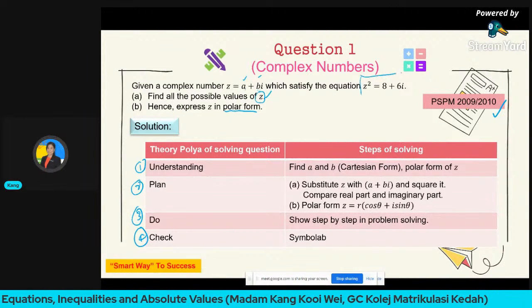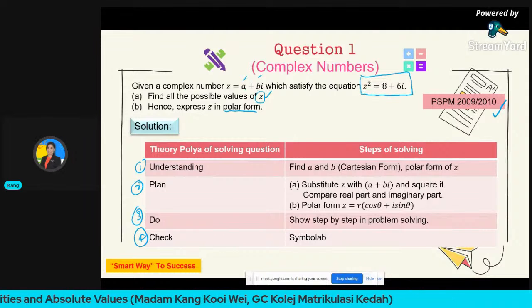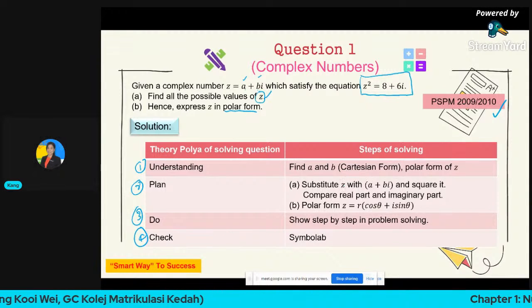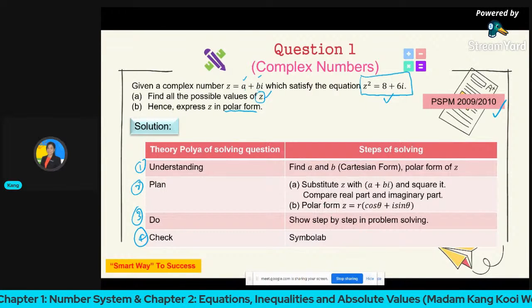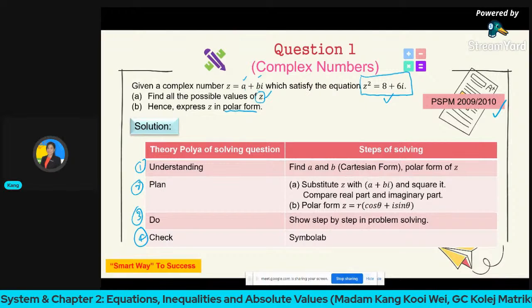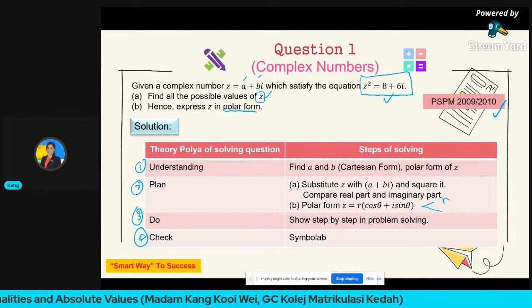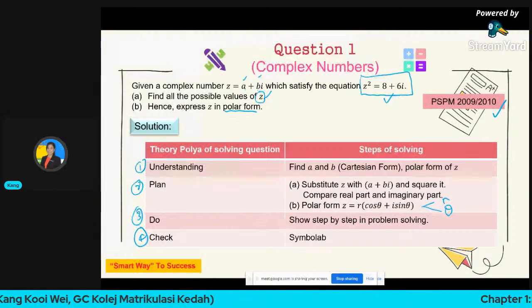Since they have given us the equation, z squared is 8 plus 6i. We need to substitute z equal to a plus bi into this equation. Then we compare the real part and the imaginary part after we simplify it. For part B, we need to write it in polar form using the polar form formula. That means we need to find r and the argument theta. After that, we need to show step by step in problem solving.